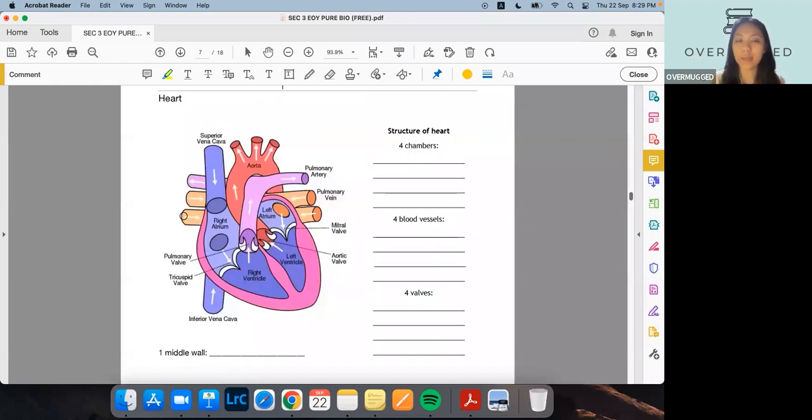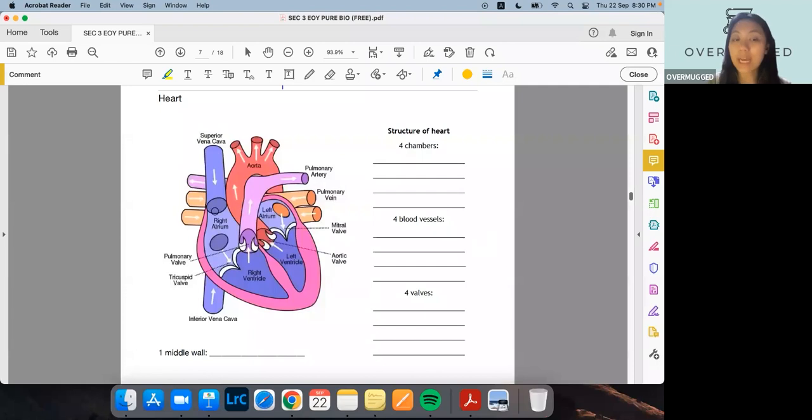I wanted to go through the drawing of the structure of the heart, but I will move on for the sake of time. First, the four chambers. Which are the four chambers? I won't write them down, but you can write them down: the left atrium, left ventricle, right atrium, right ventricle. That is the four chambers of the heart. And there are four blood vessels linked to the heart. One enters the right side and another leaves the right side. Another one enters the left side and another leaves the left side. So that adds up to four blood vessels, right?